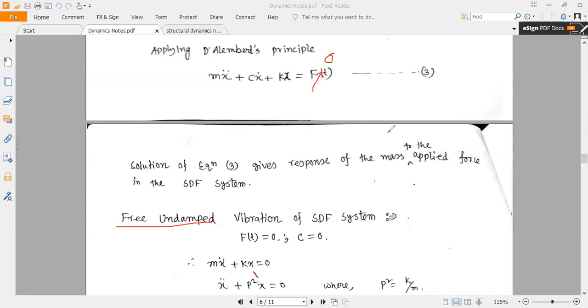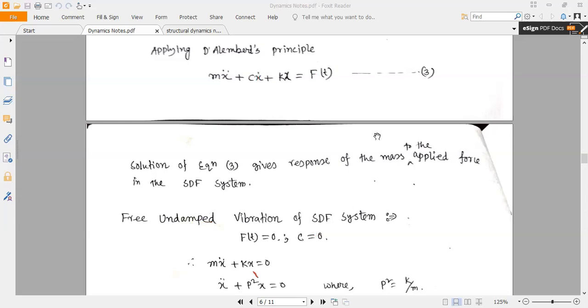Now the equation becomes m x double dot plus c x dot plus k x is equal to f of t. If you make the force zero and make c zero, then these two parts will vanish. So c x dot will be zero and f will be zero, and m x double dot plus k x is equal to zero, right? So this is the equation. This is a second order differential equation, m d square x by dt square plus k x is equal to zero.